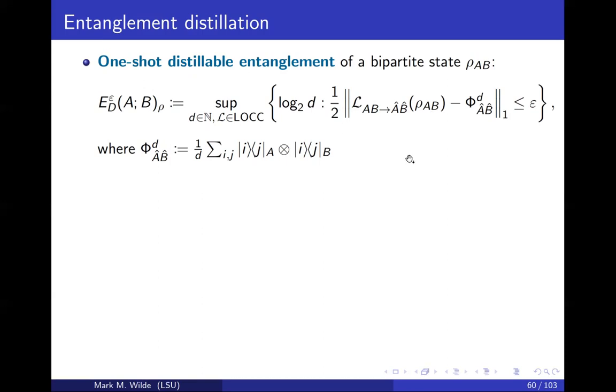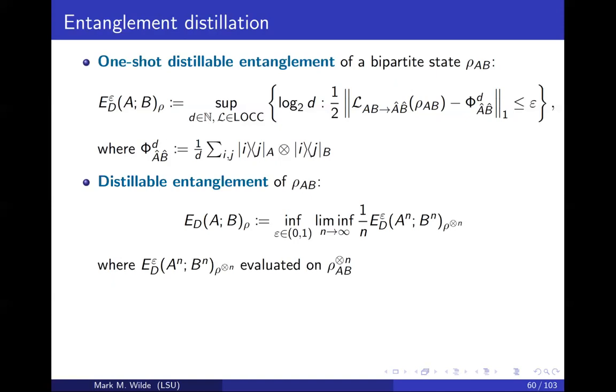We're trying to extract as much entanglement as possible out of the state, subject to the constraint that the output state is epsilon close. That's the only requirement. So we optimize over all d, natural numbers, and over all LOCC channels. And to give you a sense of why this problem is hard, earlier we said how optimizing over the set of separable states is hard. Related to that, optimizing over the set of LOCC channels is hard. And so that's why this is a hard task.